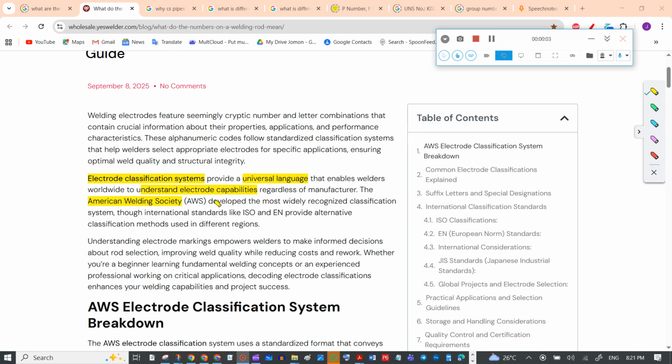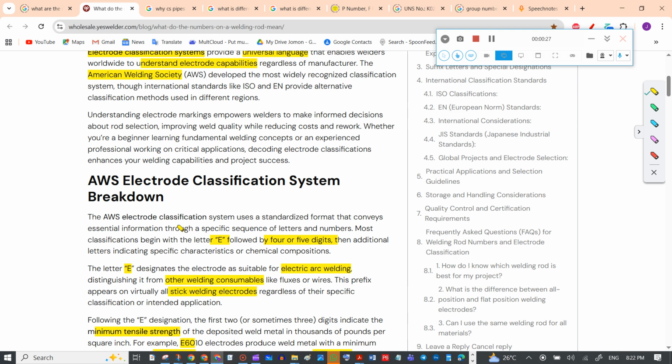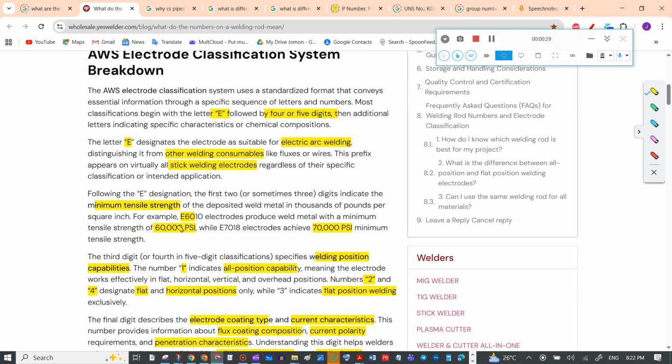So, in this new video, we will consider the electrode classification system. These are given to enable welders to understand the electrode capabilities regardless of the manufacturer. The main role is from the American Welding Society, and these are the classification systems.